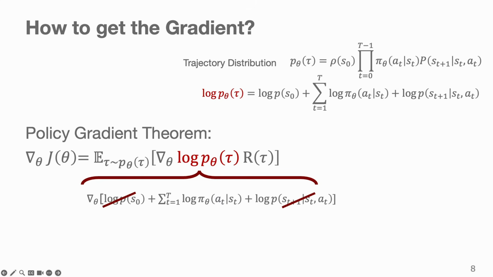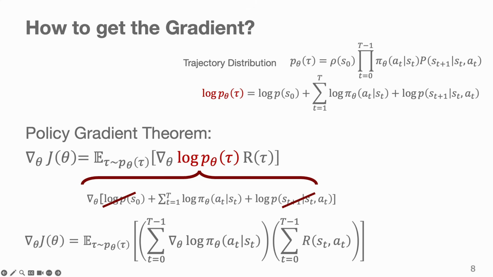Cool. So after this simplification, the only terms left are the log pi theta of a_t given s_t terms, which are the ones that we actually can evaluate. We also don't have the transition dynamics, so it's good that we can cancel them out. And so this essentially now gives us the vanilla policy gradient formulation.